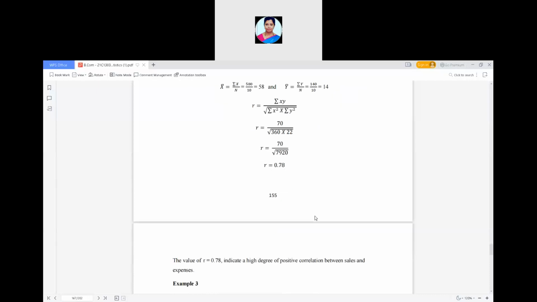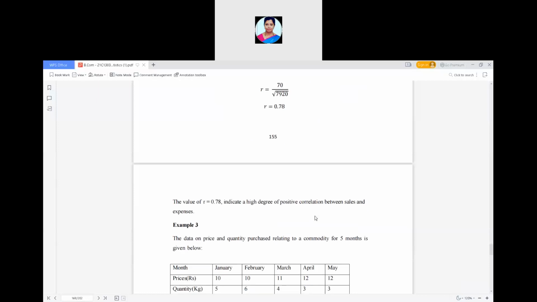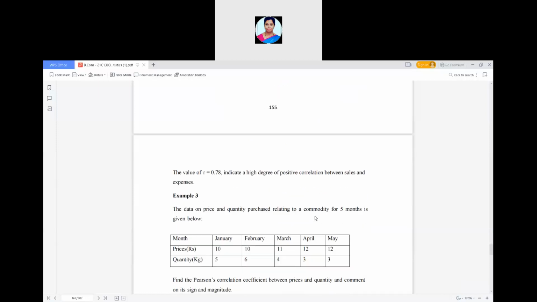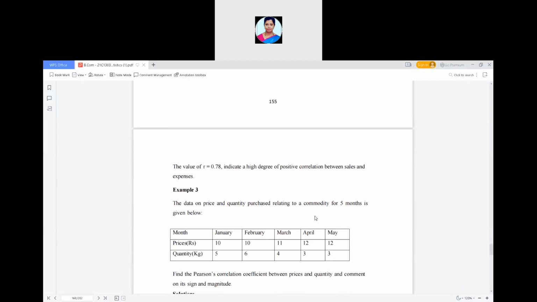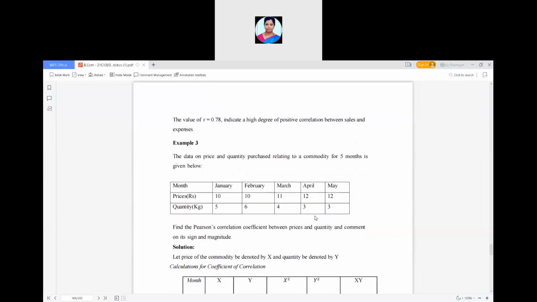So this is the R value we have. Here you can see the second example: the data on price and quantity purchased relating to the commodity for 5 months is given below. So month and commodity we have. Find Pearson's coefficient of correlation between price and quantity and comment on its sign and magnitude.